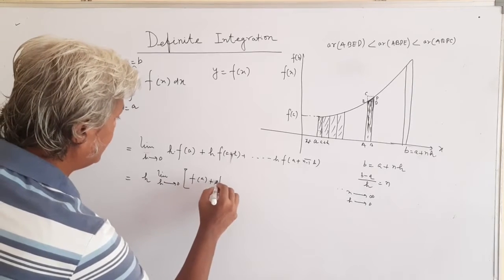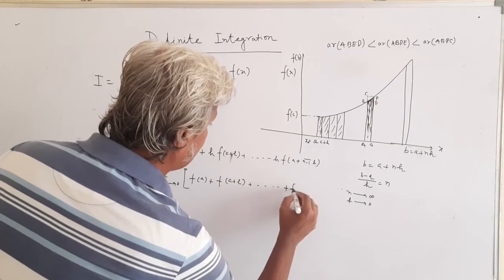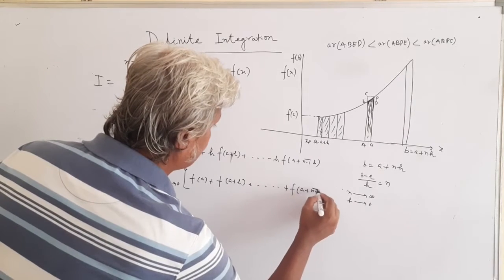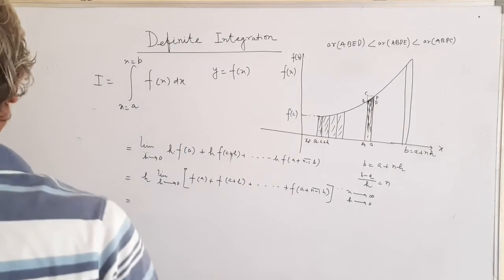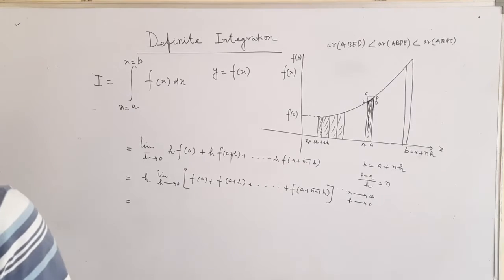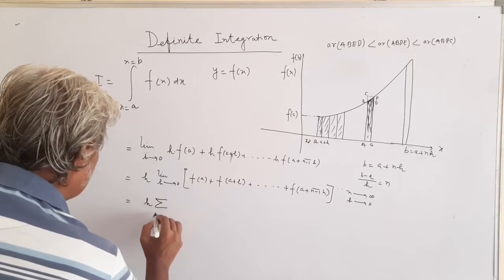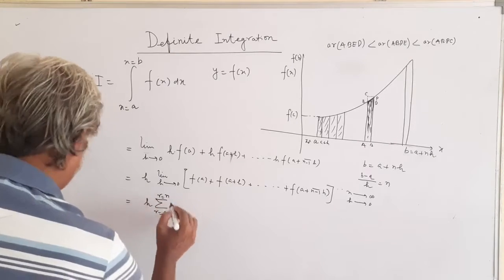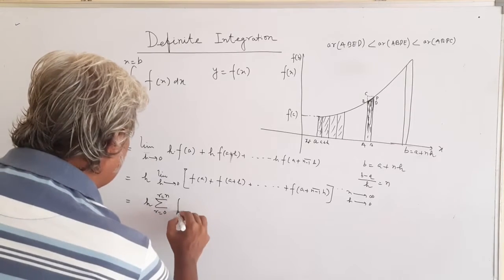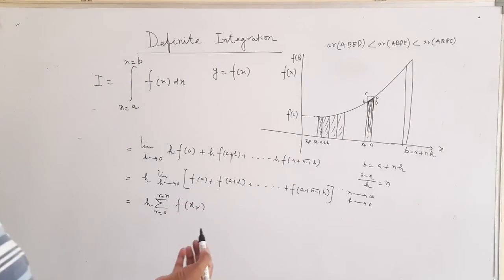FA plus FA plus H plus dot dot dot plus FA plus n minus 1 H. In the whole form, these are discrete values. So if you want to write it in summation form, this can be written as H summation r equal to 0 to r equal to n, of F XR. Now what is XR?